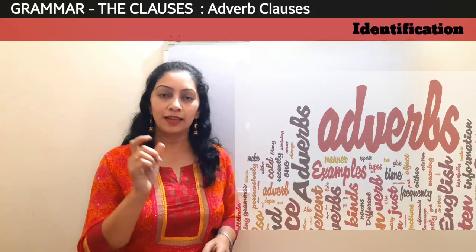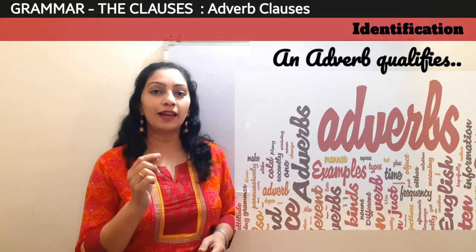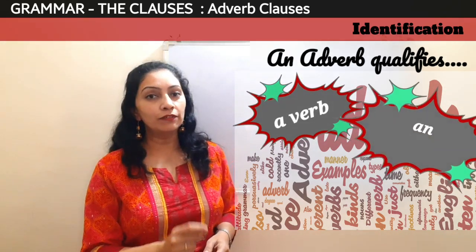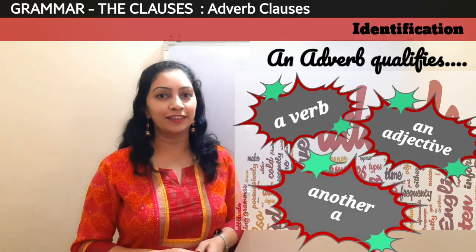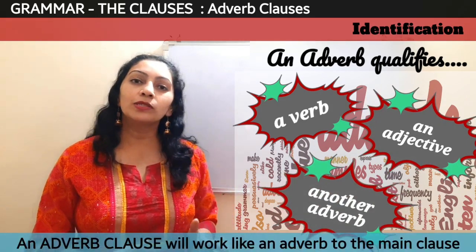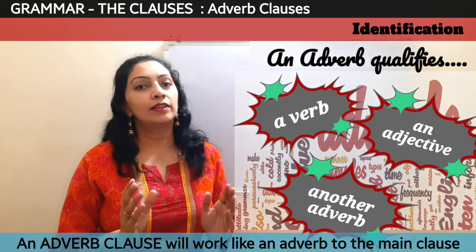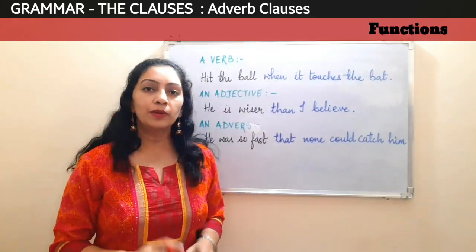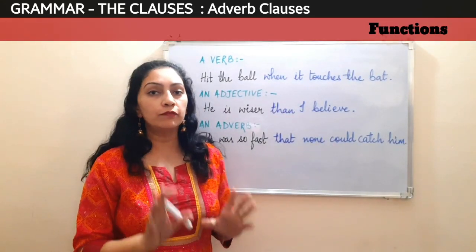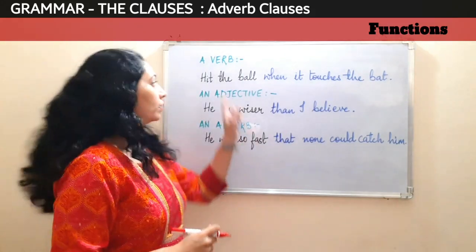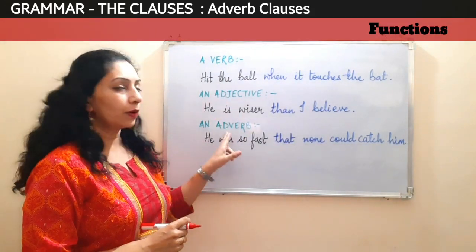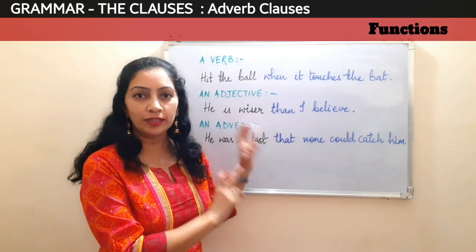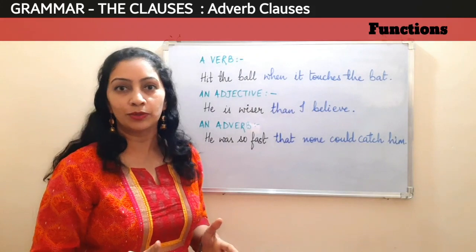As the name suggests, adverb. We come to know that an adverb is a word which qualifies another verb, an adjective or another adverb in the sentence. So similarly, an adverb clause will also work like an adverb in the sentence. It will be an adverb to the main clause. When we talk about functions of an adverb, it will function as the modifier of either a verb or an adjective or an adverb of the main clause. Now let's have a look at an example on each and understand how it works in different ways.